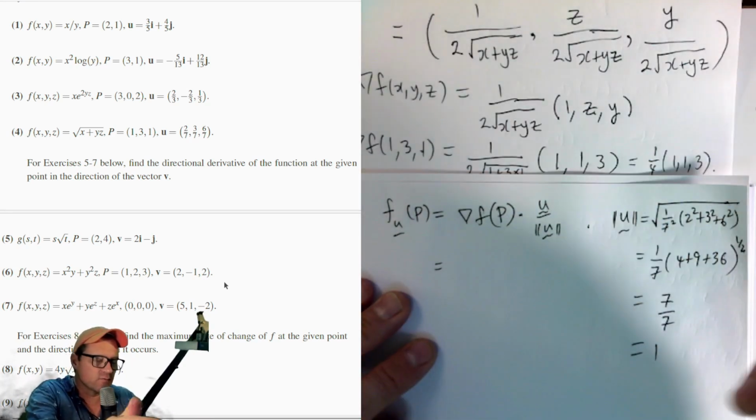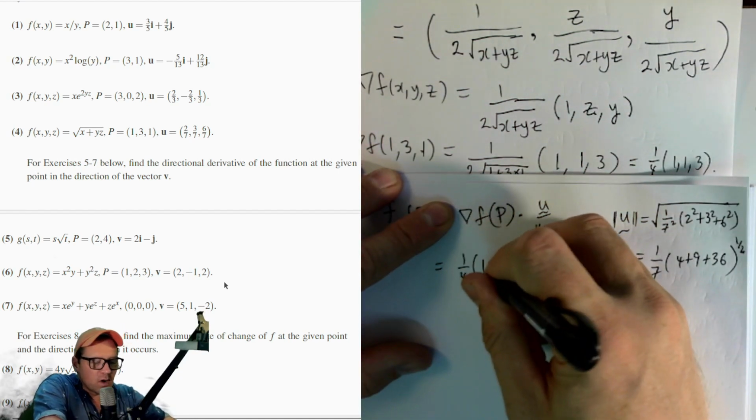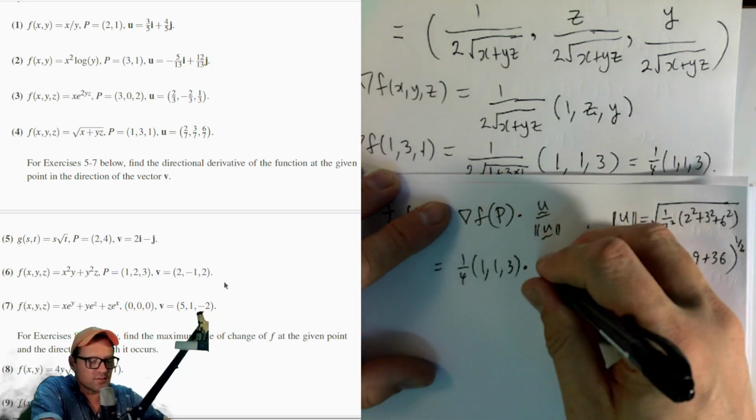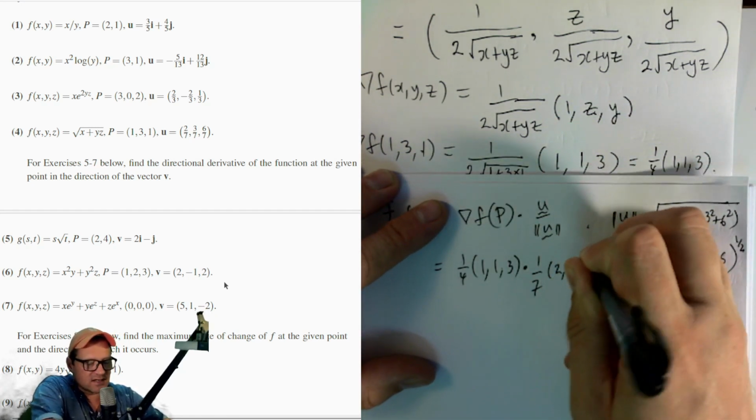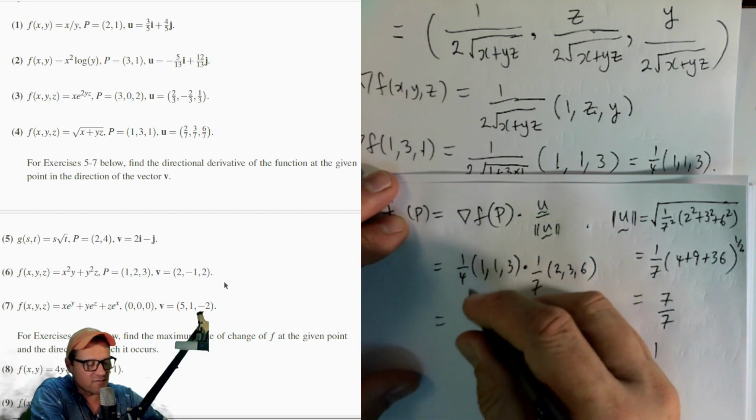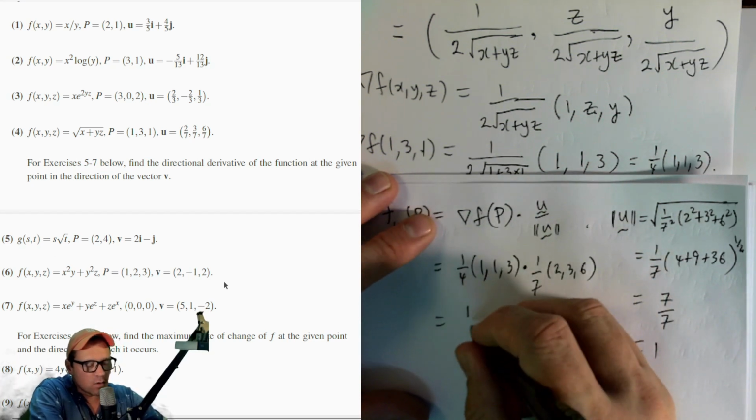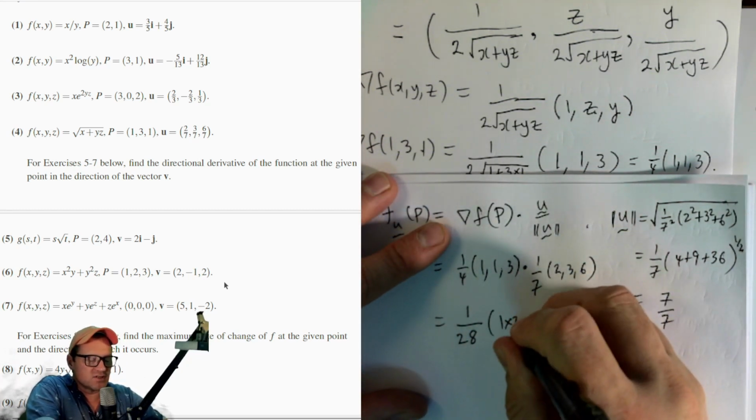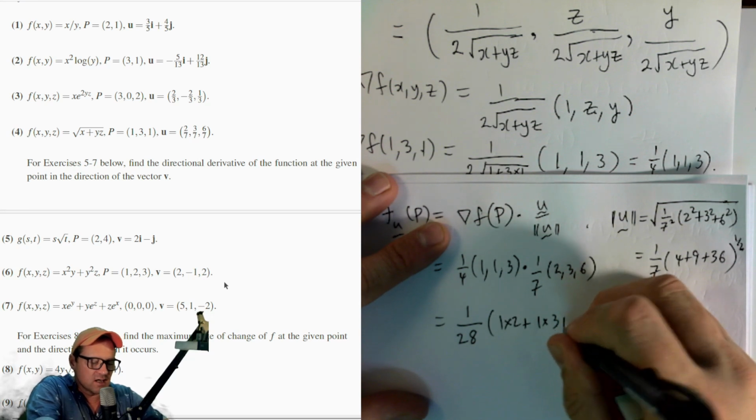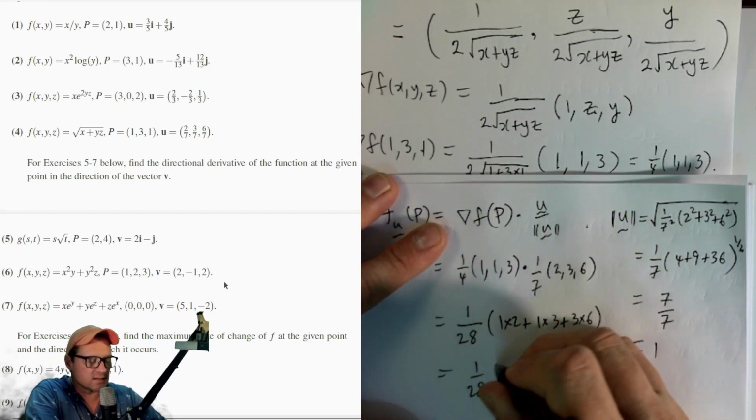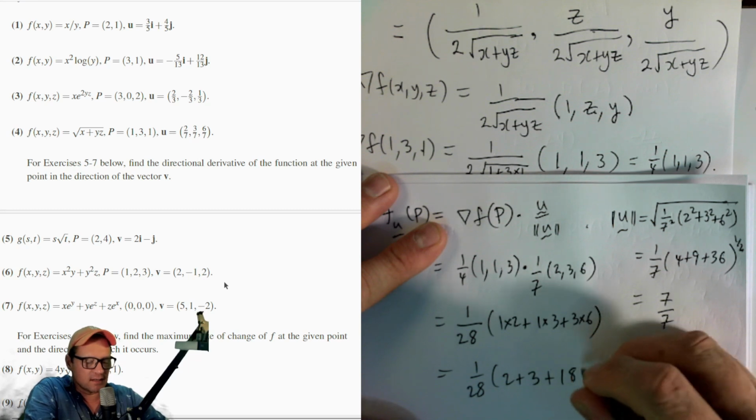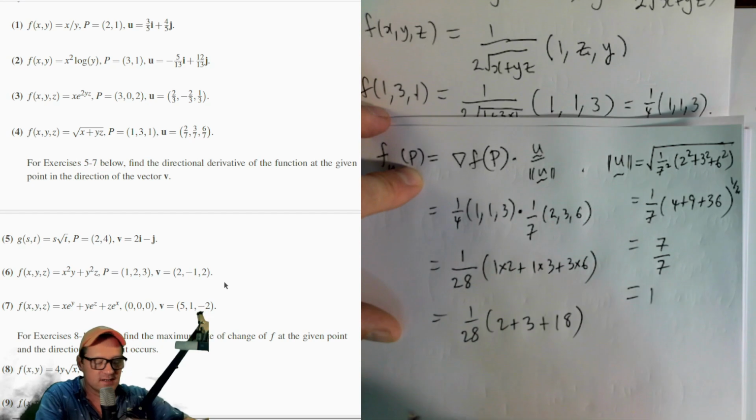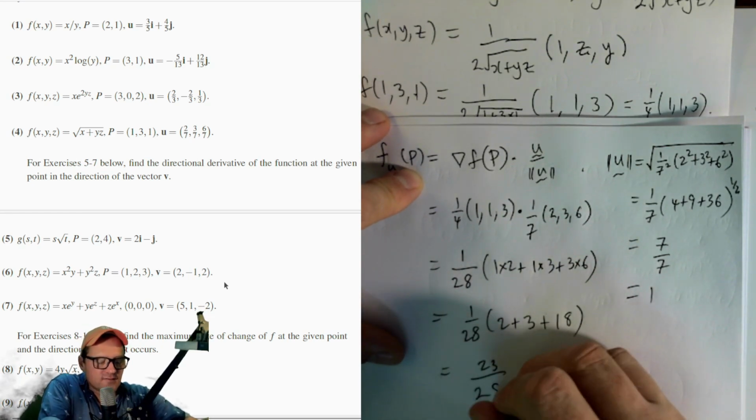Okay, so grad f at p, we've worked out to be 1/4 of the vector 1, 1, 3. And then we dot this with the vector u over the norm of u, so 1/7 of 2, 3, 6. Pulling that scalar out the front, we have 1 over 4 times 1 over 7, which is 1 over 28. Then 1 times 2 plus 1 times 3 plus 3 times 6. So this is 1 over 28 times 2 plus 3 plus 18. 18 plus 2 is 20, 20 plus 3 is 23. So we get slope 23 over 28.